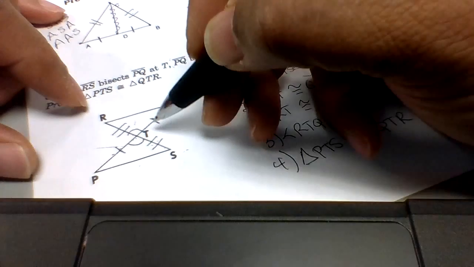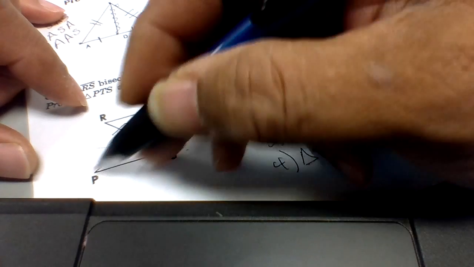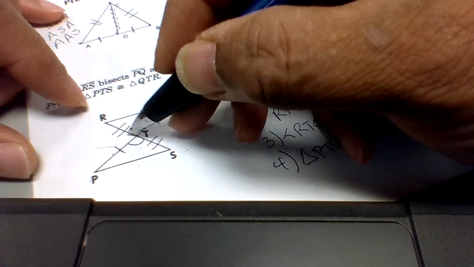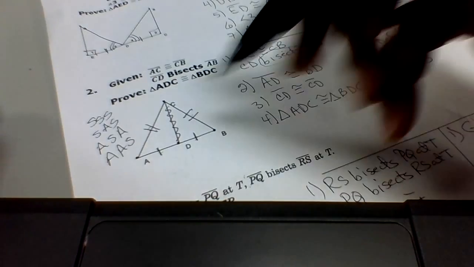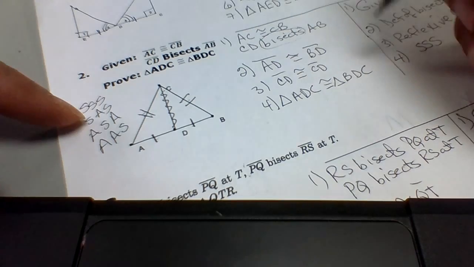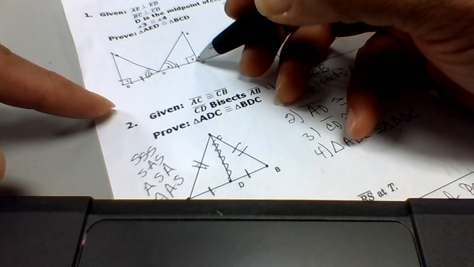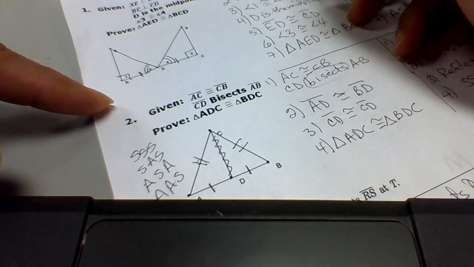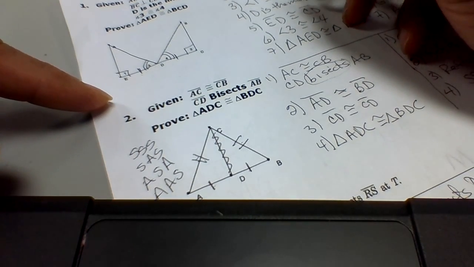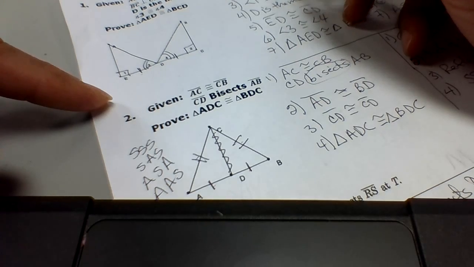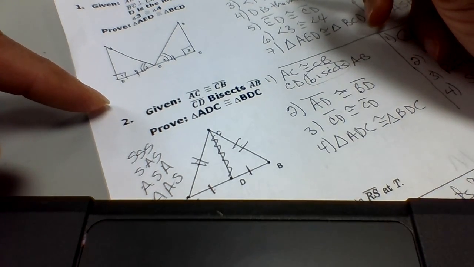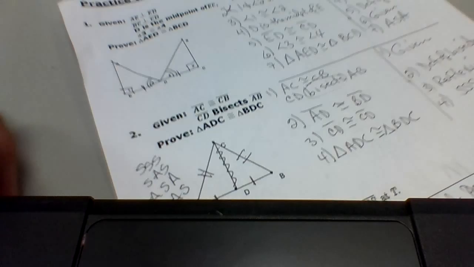So once again, when I see an X in my picture, I should think of vertical angles. If I see they share a common side, I should think of reflexive. And if I have perpendicular, then I need to state that I have right angles. And then after I have right angles, I need to state that the right angles are congruent.